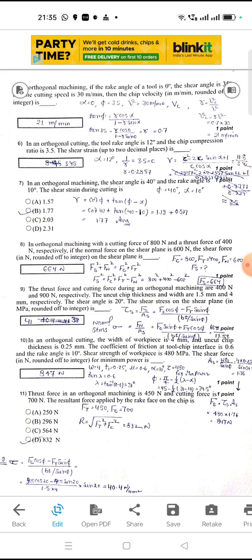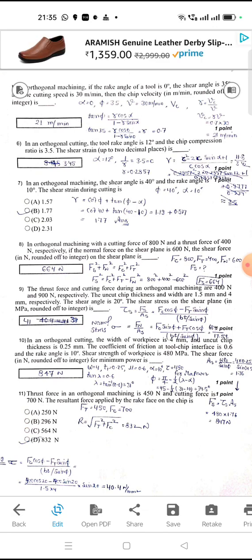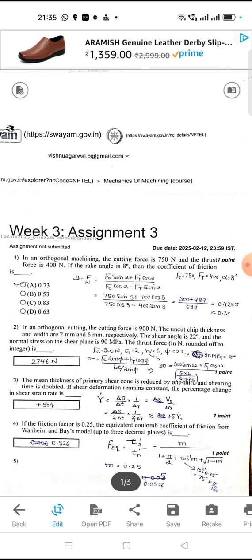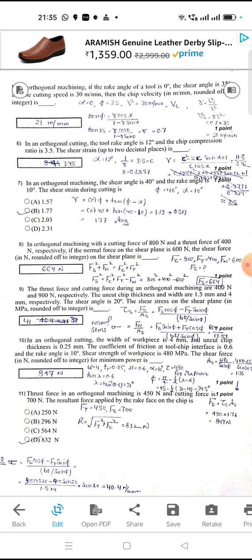This is shear strain. Question number 8. In the question number 8, Fc means cutting force is given, thrust force is given, and the normal force is given. We have to find the shear force. So by the relation Fs square plus Fn square is equal to Fc square plus Ft square, we will get the answer of Fs is equal to 664 Newton. So answer of question 8 is 664 Newton. Now come to the question number 9. This question number 9 is similar to the question number 2. Here the normal force is given, and here we have to find the shear force.